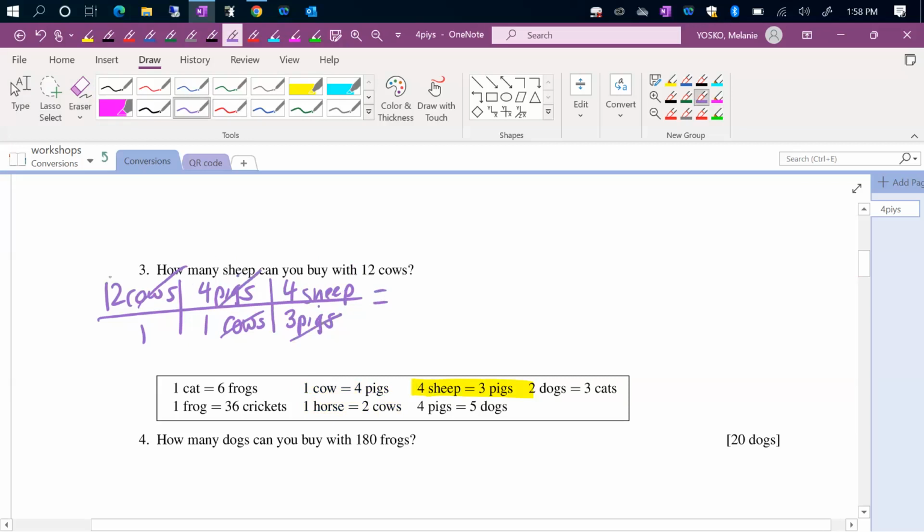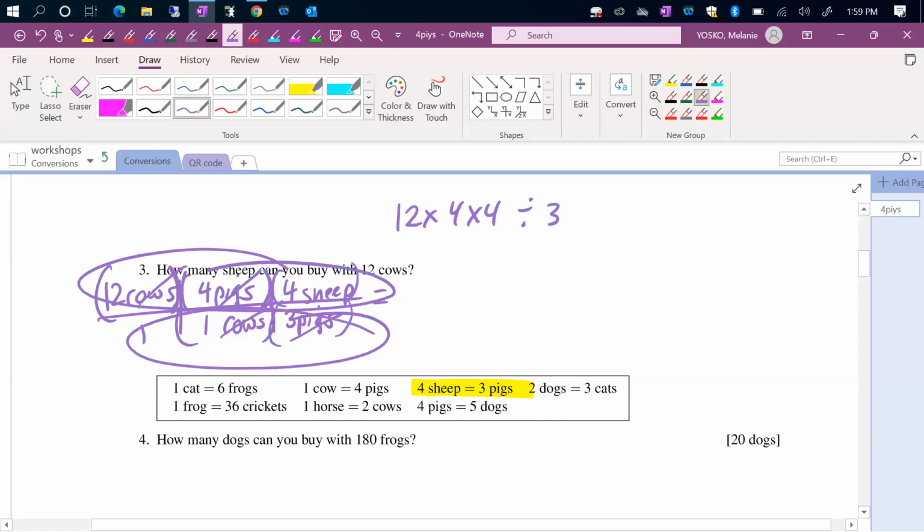Remember, this is mathematically the same as if I had multiplied. All of these use parentheses. Okay, so my new units are what? Sheep. Am I done? I need to multiply it out, but have I gotten the unit I want? Yeah, sheep. So then we're just going to multiply all the numbers in the numerator and divide by all the numbers in the denominator. So 12 times 4 times 4, and then divide by 3. So multiply all the way across, and then divide on the bottom.